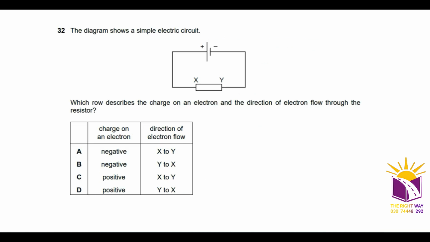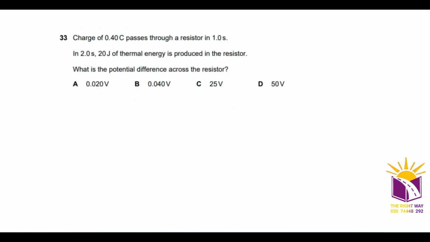Question number 32. The diagram shows a simple electric circuit. Which row describes the charge on an electron and the direction of electron flow through the resistor? We know that the charge on an electron is negative and the charge on a proton is positive. And electrons flow from the negative terminal of the battery toward the positive terminal of the battery. So electrons will flow from here to here, from Y to X. So the charge on the electron is negative and it moves from Y to X. So B is the right option.